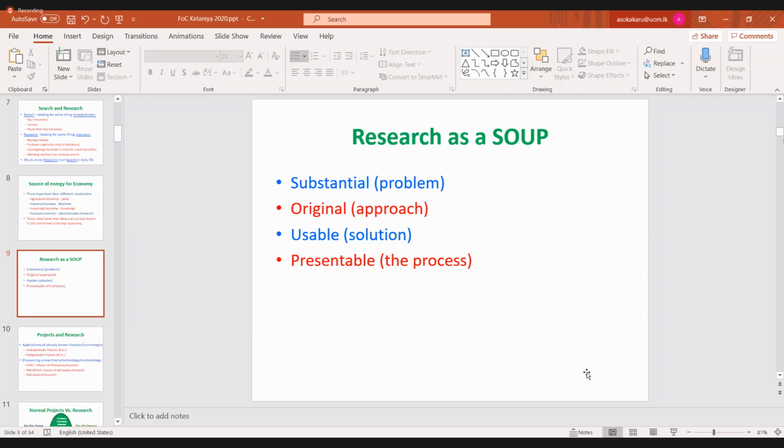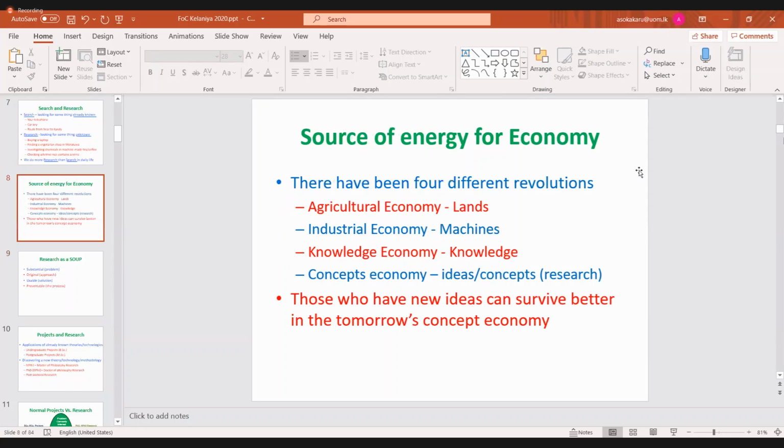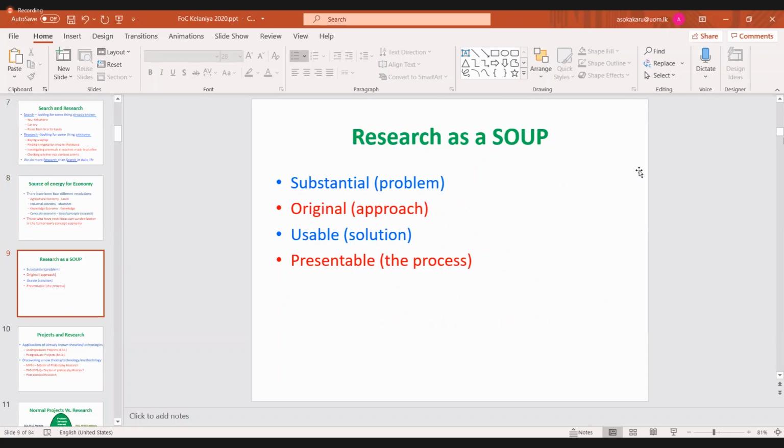So like that, there are nice examples about thinking differently, how the world can be changed by thinking differently. Then people, actually, people consider research as a SOUP. Research as a SOUP. That means research has four aspects.